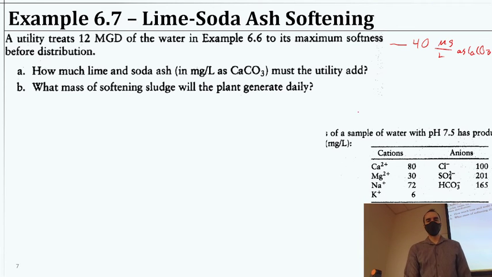So they're asking how much in concentration. We have a flow rate that's daily, but we don't need daily, so that's just in the concentration form. So given that there's that stuff in the water, what concentration of the lime and soda ash do we have to add? Okay, and then B, what mass of softening sludge will the plant generate daily? So that's where that component will come in. Okay, so then the book launches into a two-page solution.